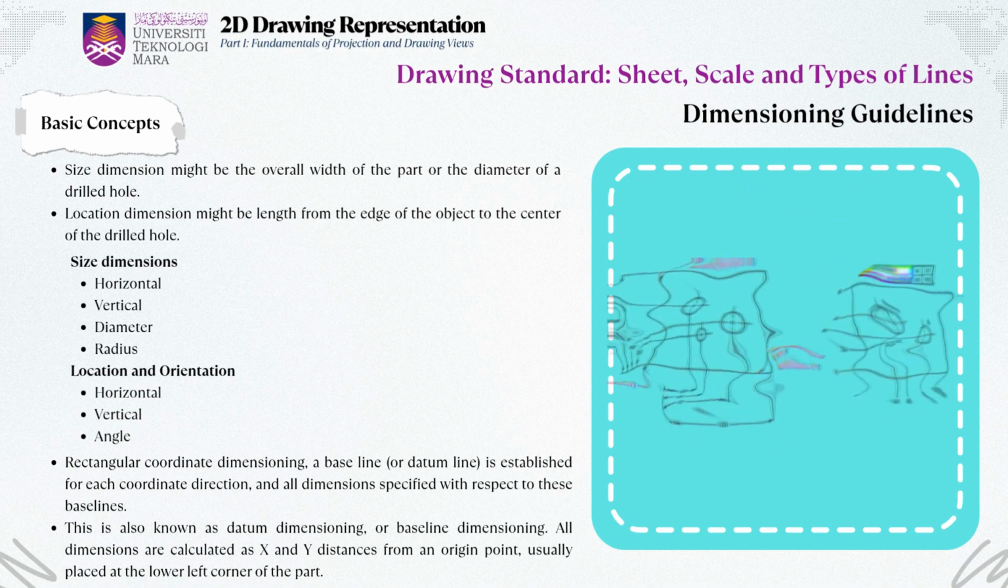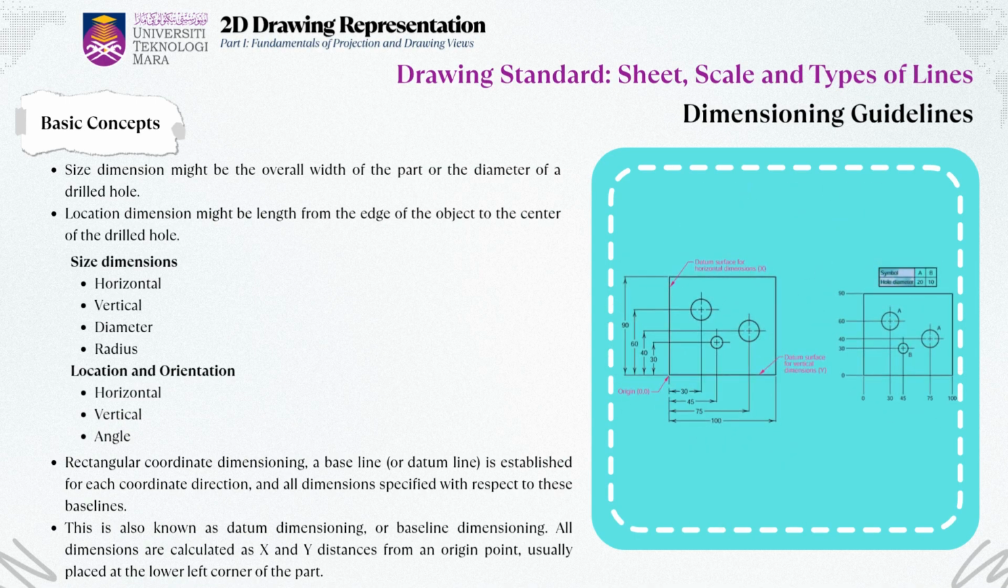A more structured method of dimensioning is called rectangular coordinate dimensioning, or sometimes baseline dimensioning. In this method, we set an origin point, usually at the lower left corner of the part, and then all measurements are taken from that single reference point. Think of it like using a GPS coordinate system. Instead of measuring from various locations, everything is measured from one known spot. This helps to reduce errors and makes it easier to understand the layout.